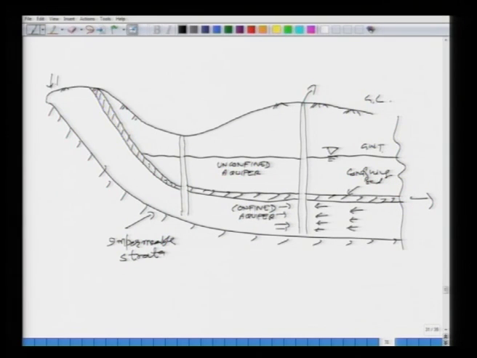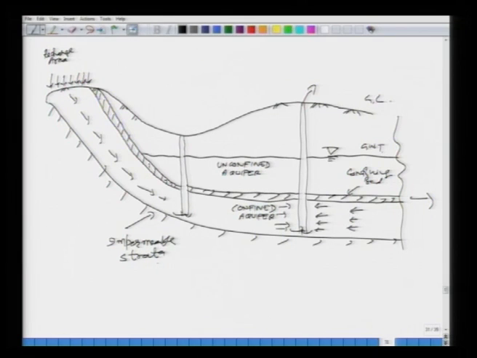What is this? This is obviously your recharge area, very far off, which is open to atmosphere. So, water can actually infiltrate into this and travel from long distances into this confined aquifer. And then it will go into these tube wells.